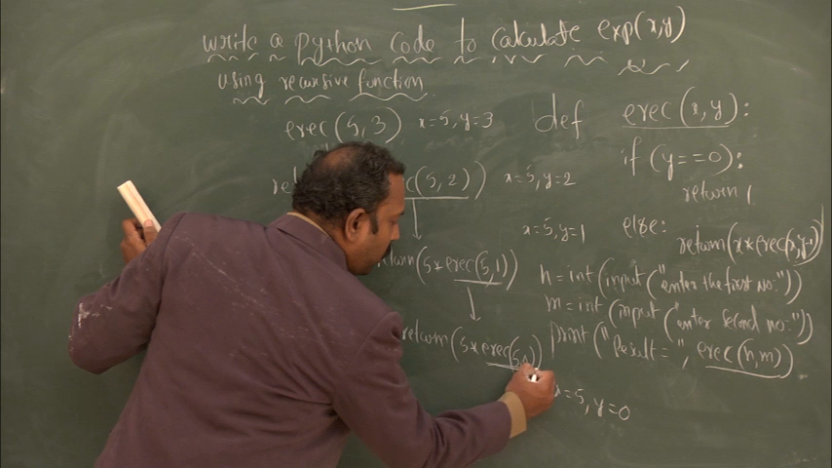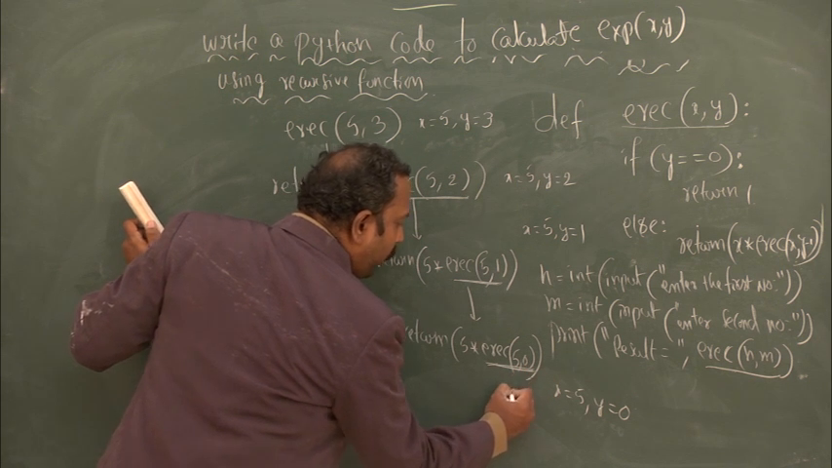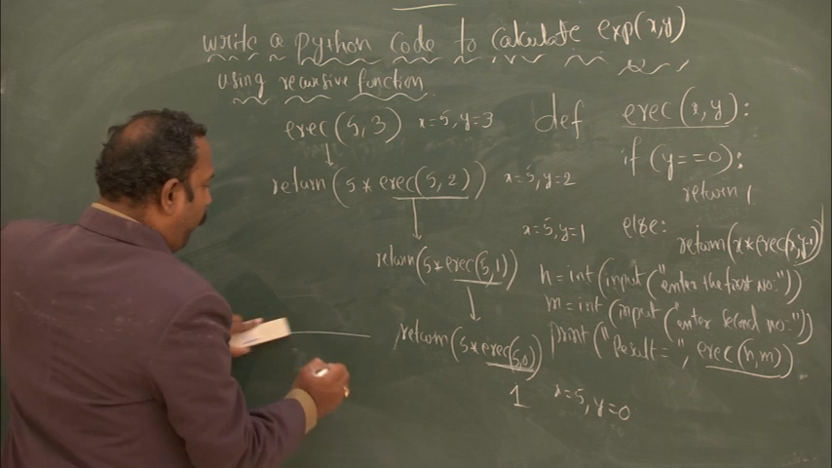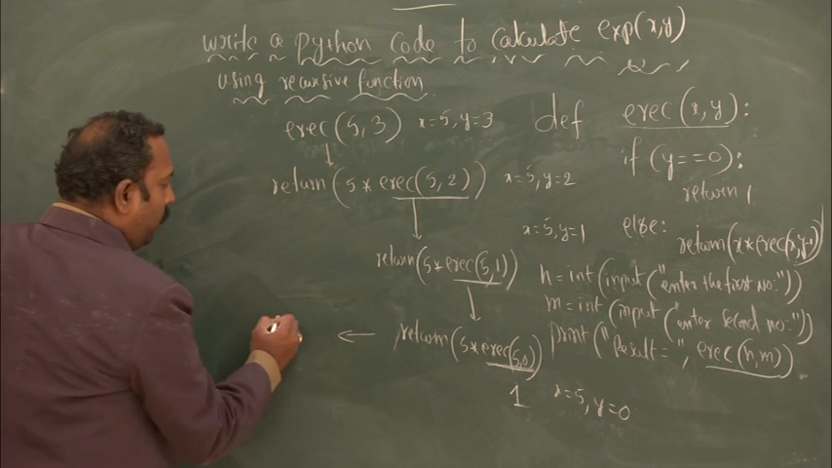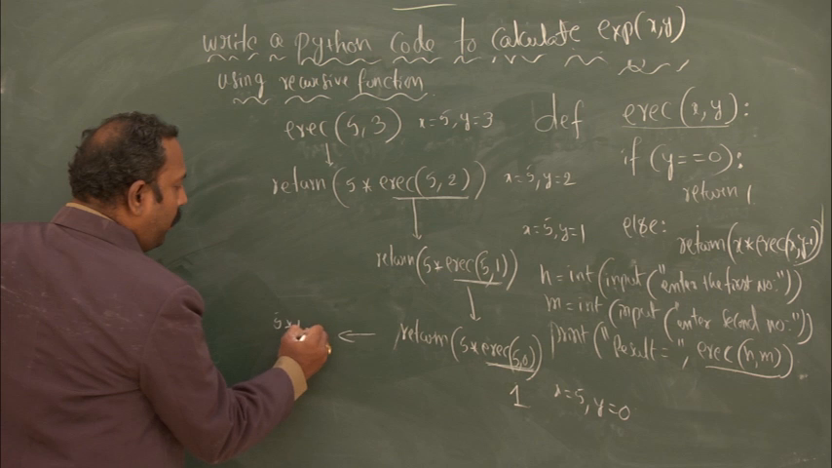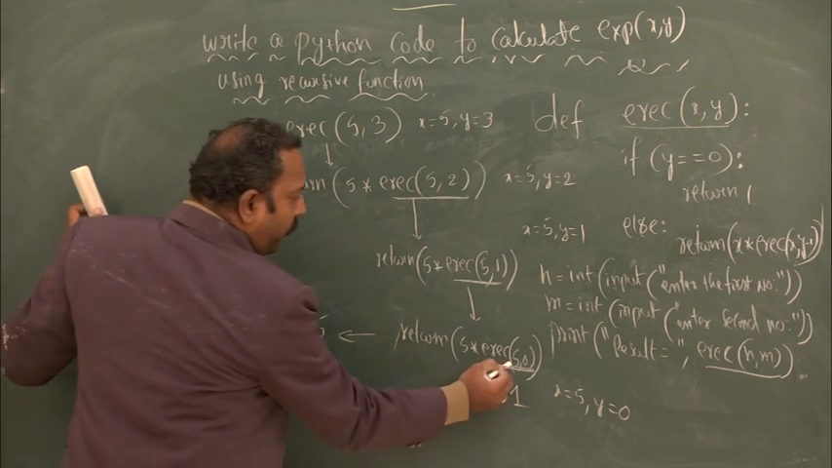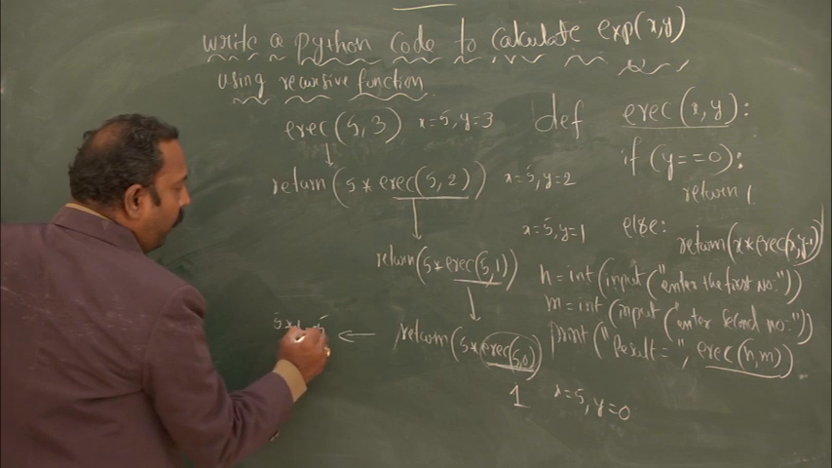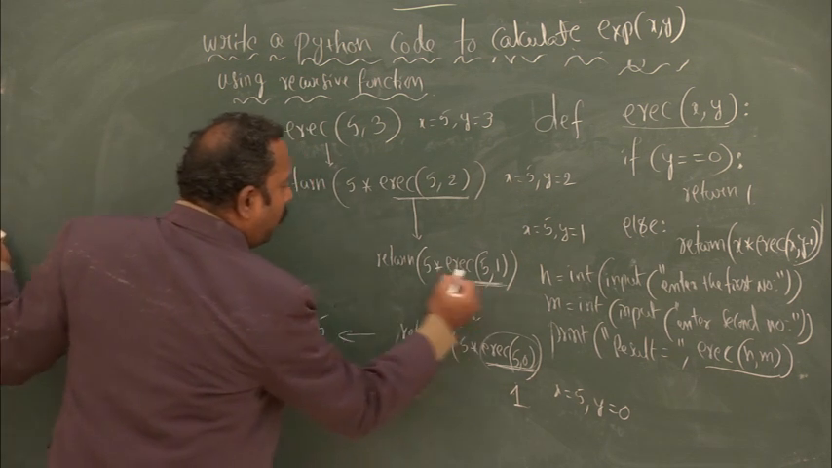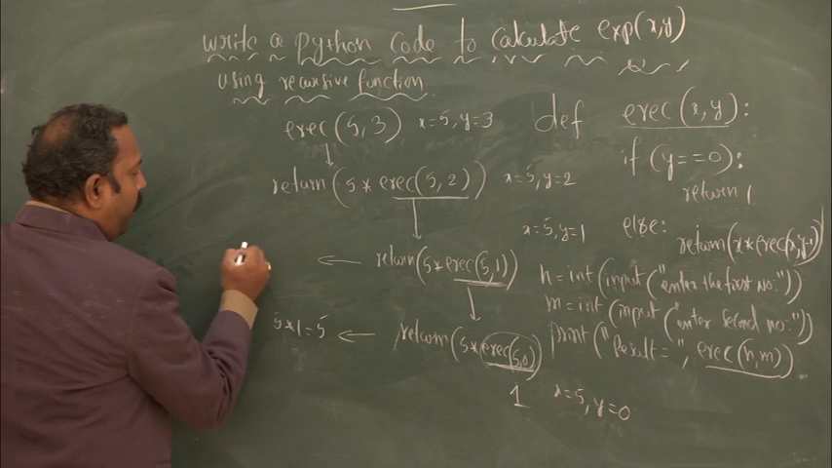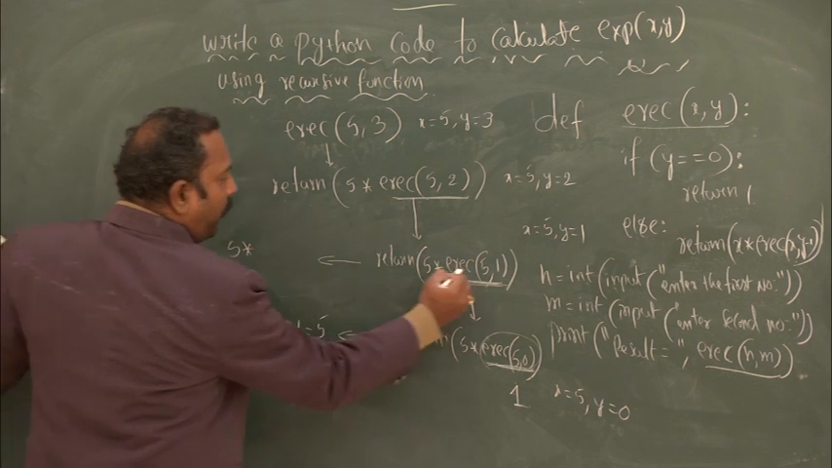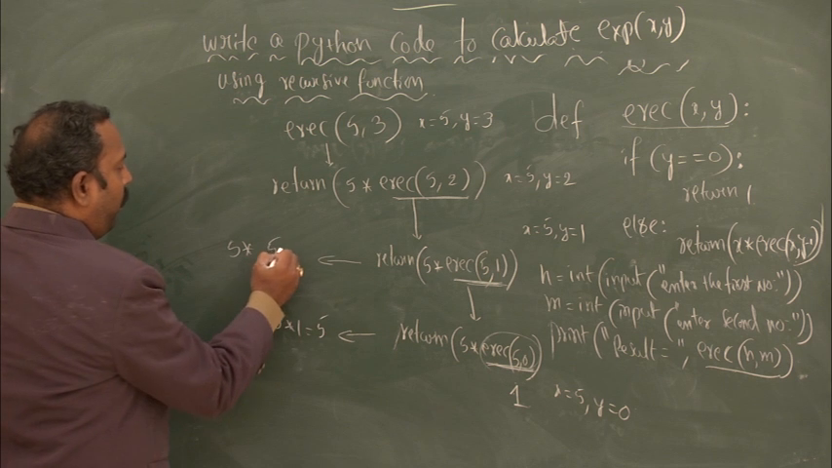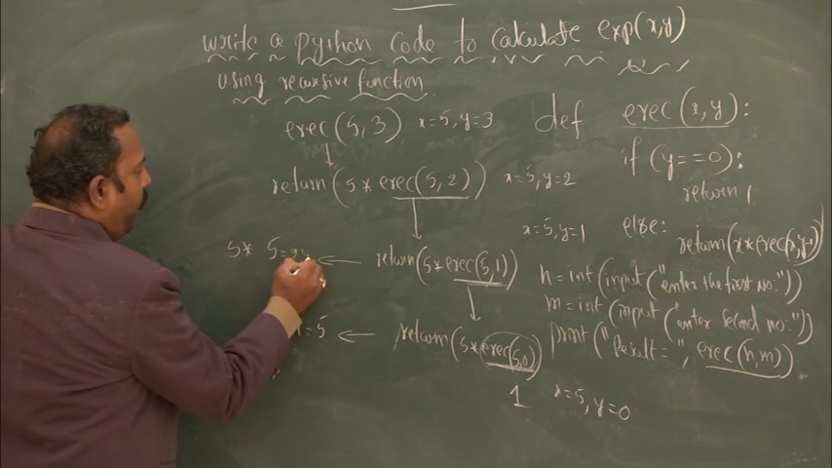Whenever this function call returns 1 here, what will it return? This function will return the value 5 into 1, because for this function call we got the output 1. So 5 into 1, 5 will be returned to this particular function call. So for this particular function call, what is the output you got? 5 we got here. So 5 into 5 equal to 25.